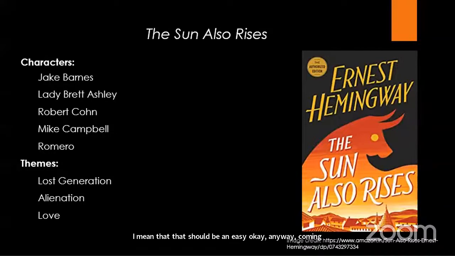Love is another theme. Not only love between Jake and Brett, because of their love story, which is the major thing going on in the story, but also love between Brett and her fiance, and between Romero and Brett. So there are multiple couples. Brett is the common factor here, but all these characters have different kinds of feelings for Brett, and love comes out as a theme that way. Any other themes that you can think of?